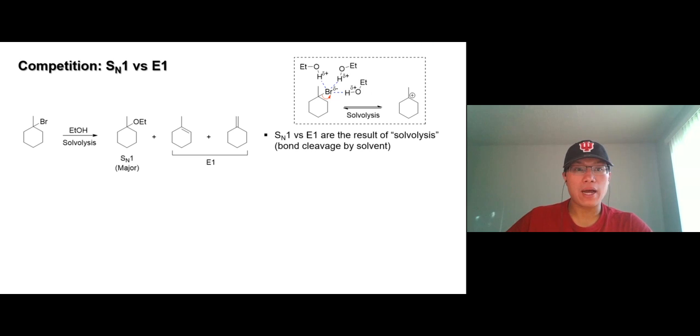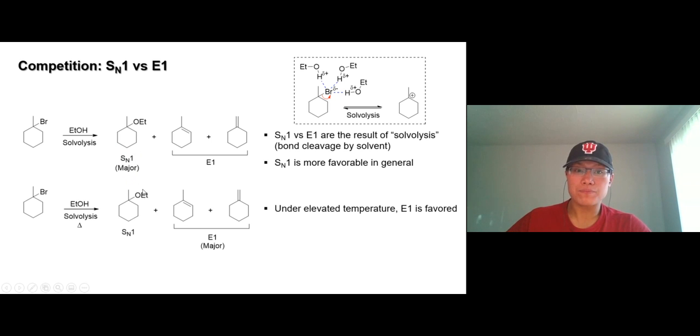So from this one, what happens? Put this compound in ethanol. Ethanol will interact with bromine and pull the bromine out, basically leaving a carbocation. That's what we call solvolysis. The solvent facilitates carbocation formation. And from this carbocation, you can do either SN1 or E1. But most of the time, this reaction favors the SN1 mechanism. So you're going to get SN1 as the major product. However, if you heat it up, that's when E1 elimination is favored.